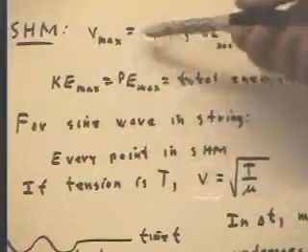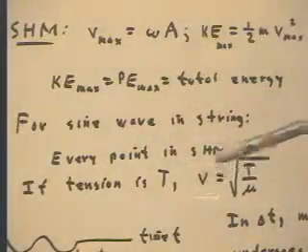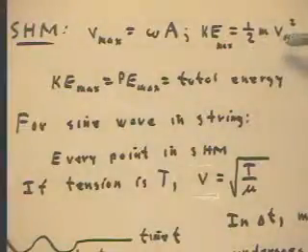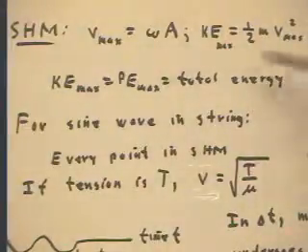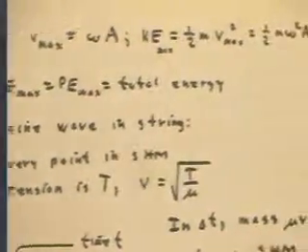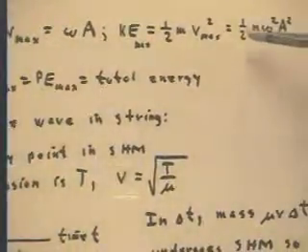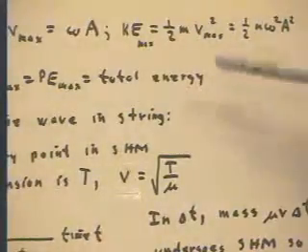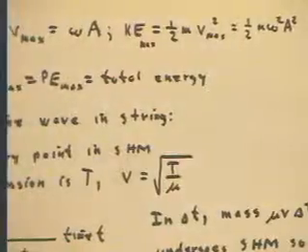Again, our maximum velocity is omega A, which means our maximum kinetic energy is 1/2 m times the maximum velocity squared. Maximum velocity is omega A, so we get kinetic energy finally equal to 1/2 m omega squared A squared. That's the kinetic energy of a simple harmonic oscillator.